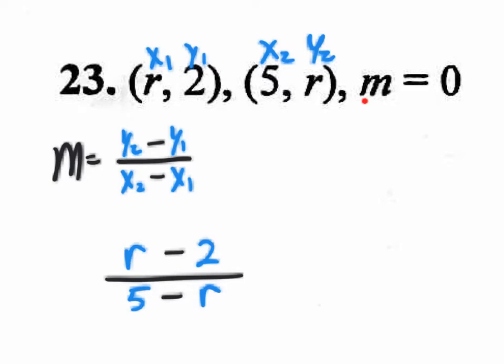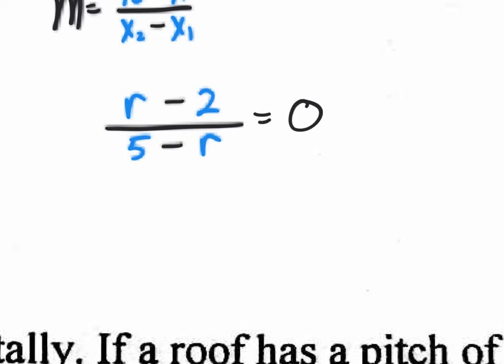But notice they give us a slope which is 0. So you could put the 0 on this side, or you could put it on the other side, wherever you want. I want to go with the right side instead of the left side. So here's my equation. Is there anything I could do to simplify it? No, 5 take away r, I can't do. r take away 2, I cannot do.